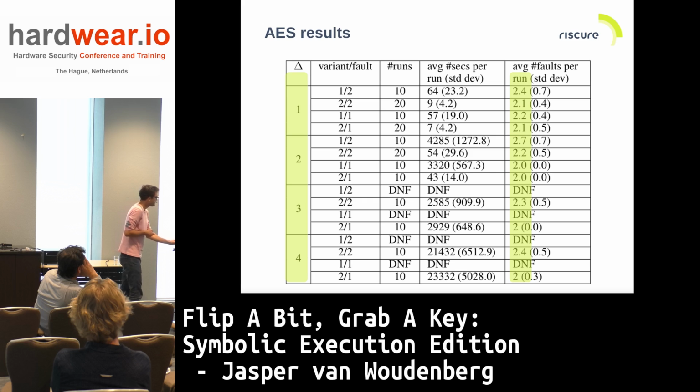The only problem we have here again is computational complexity. So this is anywhere between 1 minute and 10 seconds. Once the deltas go up, DNF means did not finish, which basically means we ran out of patience and we killed the process. But the time really explodes there.